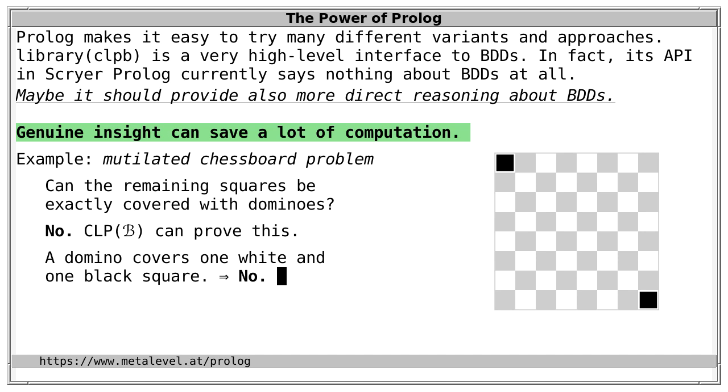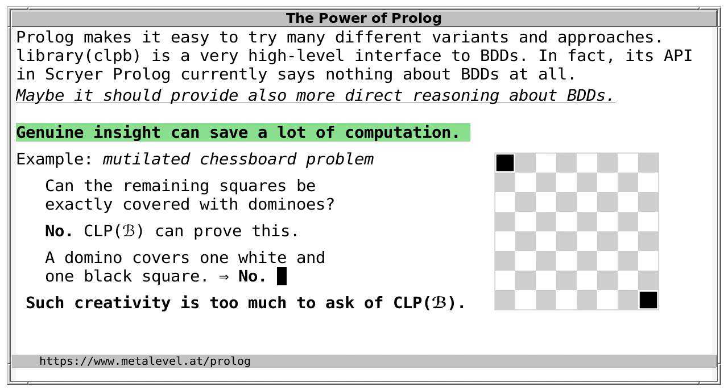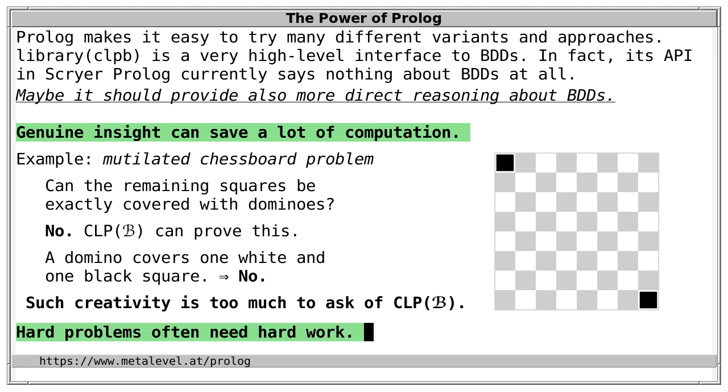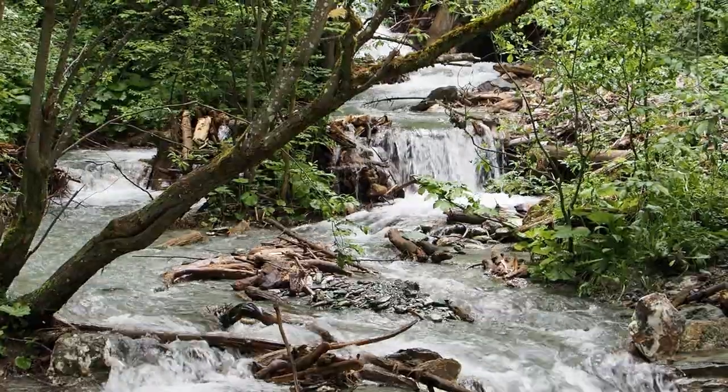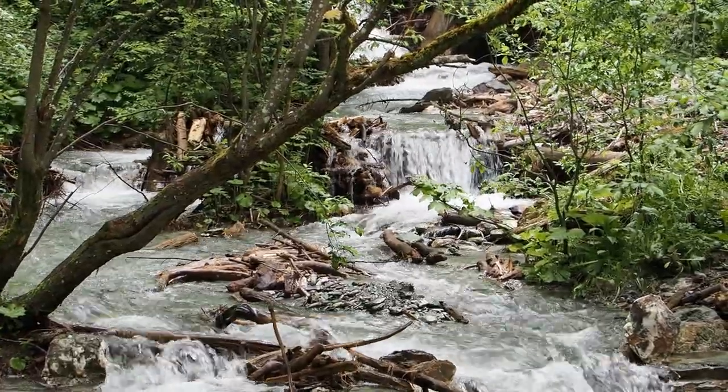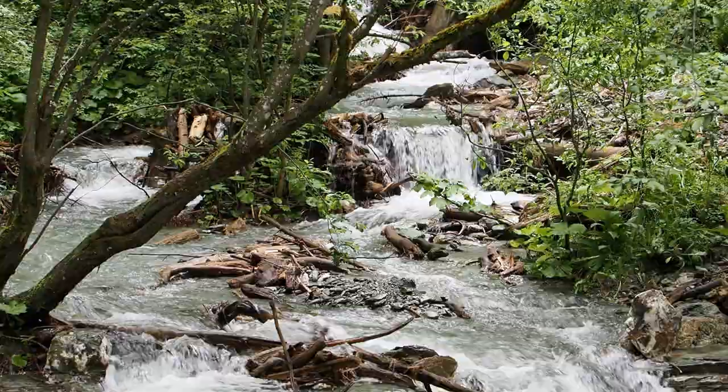So this is an example where genuine insight can save a lot of computation, and we can't expect such a creative act from CLPB, even though it can help us a lot with many hard tasks. And such insights also don't come easy, at least not always. Some problems are simply inherently hard. And for some problems, we need to combine everything we have. Genuine insight, computation, and also try many different things to solve them.